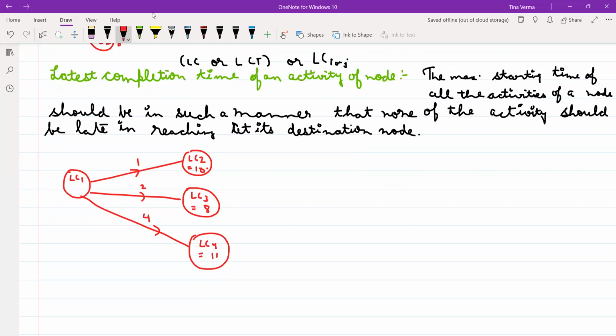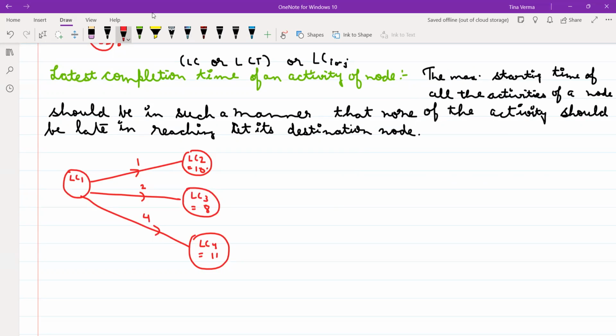Is it clear what I am saying? At what time I should start my activity first so that I should reach the activity 3 at 8 units of time. For example, if you go for a conference, you have to complete all the lectures and all the presentations by 5 p.m. So you have to take care at what time you should start your conference so that all your activities are completed by 5 p.m.